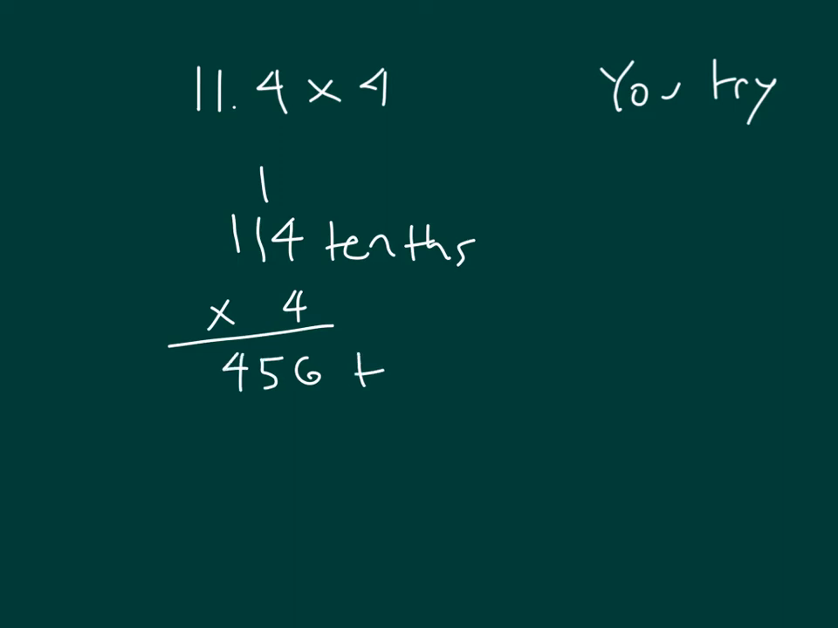Did you get 456 tenths? And then did you write that back in standard form? This does make sense, the way that I placed my decimal point, because 11, which was the whole number this would round to, times 4, does equal 44.